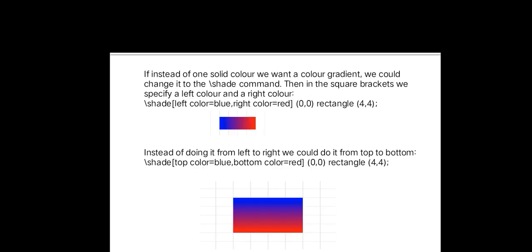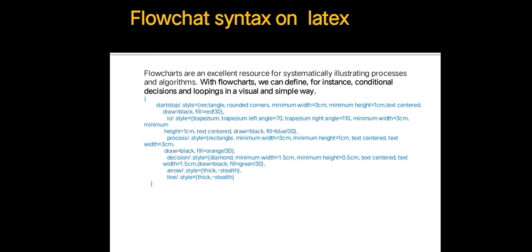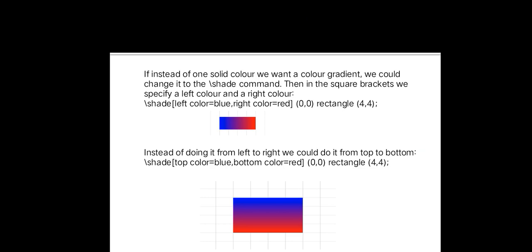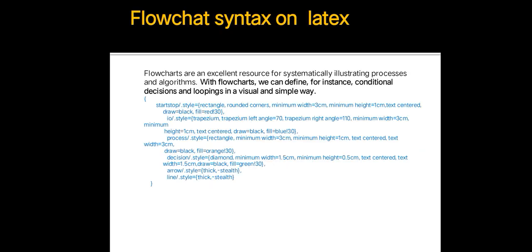Next, we move on to the different shading colors. In triangle and in rectangle, the commands are like that. Next, we move on to the flowcharts, the syntax of flowcharts in LaTeX. Flowcharts are excellent resources for systematically illustrating processes and algorithms. With flowcharts, we can define, for instance, conditional decisions and looping in a visual and simple way. I will take the rectangle as an example. To draw a rectangle flowchart in LaTeX, it is like that.